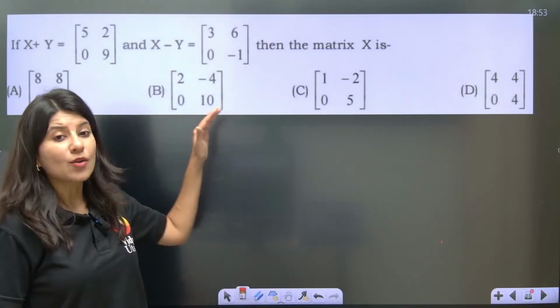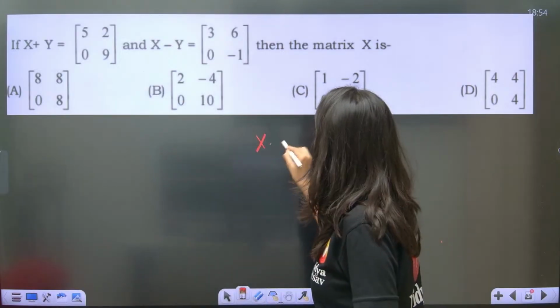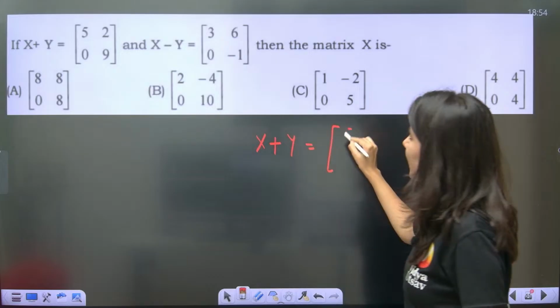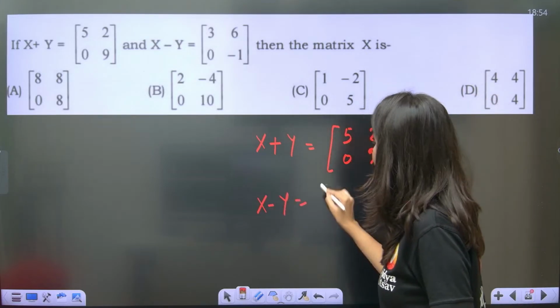So this question is all about operations between matrices. X plus y is given: 5, 2, 0, 9. X minus y is also given.